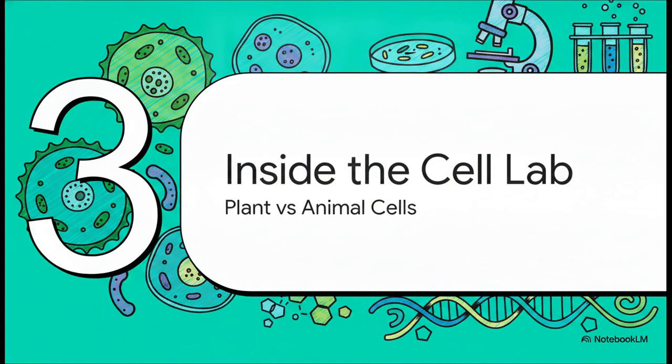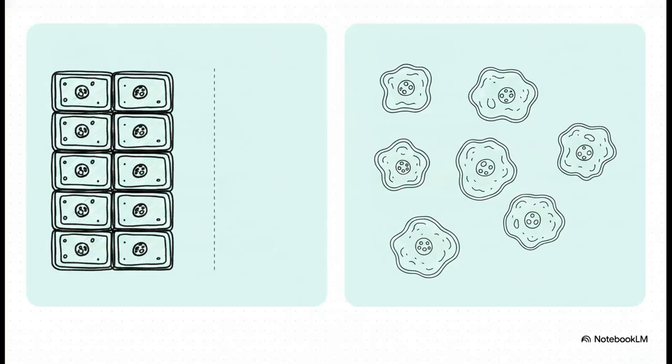Section 3. Inside the cell lab, plant versus animal cells. When you get into the lab, you're going to look at a tiny peel of onion skin. Because onions are plants, you're going to see these sturdy, rectangular cells stacked neatly together. And that's thanks to a really rigid outer layer called a cell wall.